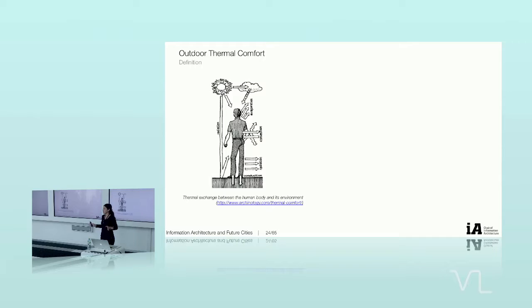So, is there any question until now? No? Okay, so now we're going to see the outdoor thermal comfort, which works similar to the energy exchange, because it's also an exchange of energy, the thermal exchange between the human and the environment and the air.